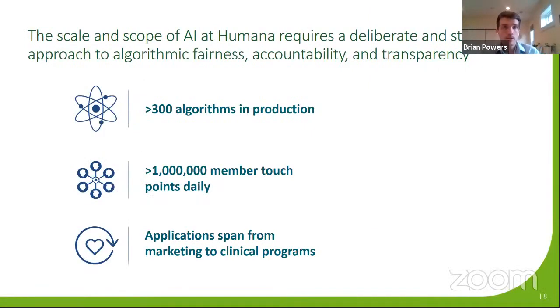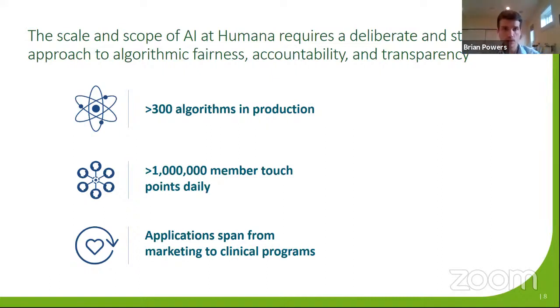Let me talk a little bit from our perspective as Humana about why we care about this. As John mentioned, AI and algorithms are guiding healthcare at large right now. This isn't something that's relegated to computer science journals or to some fringe companies that are out ahead of everyone else. Algorithms touch most Americans when it comes to healthcare, and the scale and scope of AI and algorithms at Humana specifically requires us to have a deliberate and structured approach to algorithmic fairness, accountability, and transparency.